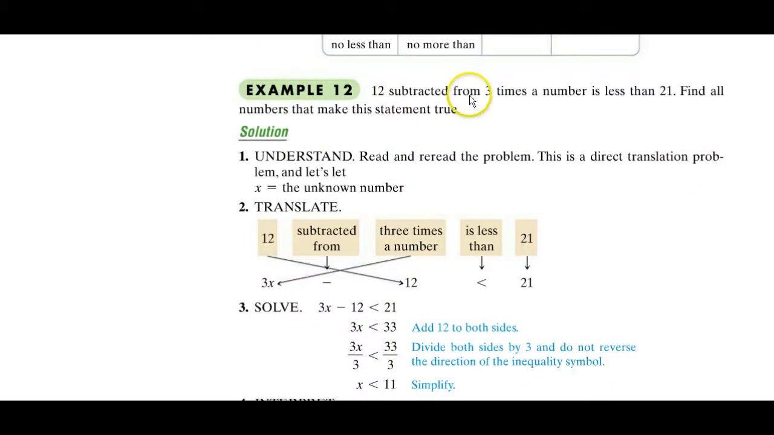12 is subtracted from 3 times a number. So 3 times a number minus 12. And that is less than 21. All right, so that was not too bad. And they have that solved for us. And x is less than 11.